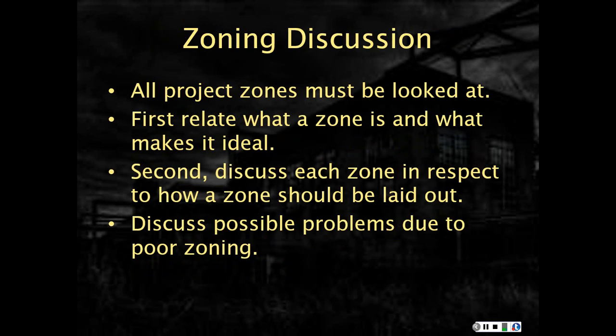Finally, we have a discussion on zoning. All project zones must be looked at. First, relate what a zone is and what makes it ideal. So this we're writing in the report specifically to instruct the owner or whoever's reading the document. Second, we have to discuss each zone with respect to how a zone should be laid out. Third, discuss possible problems due to poor zoning.